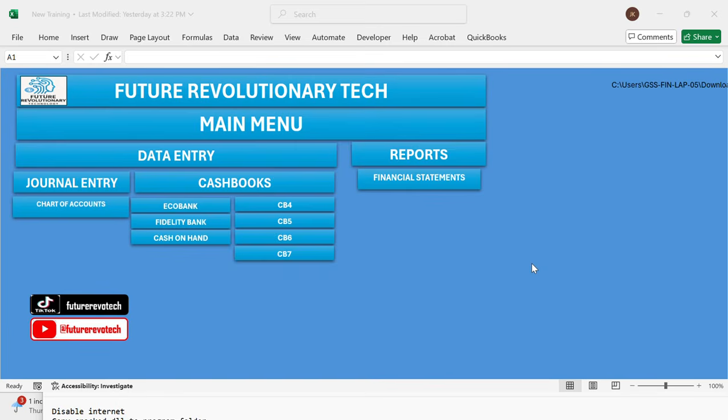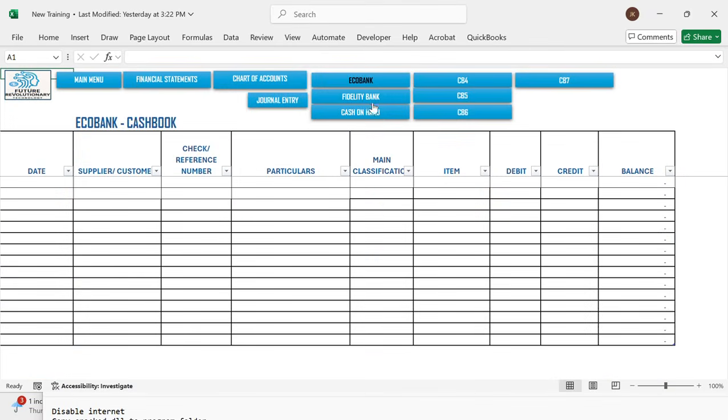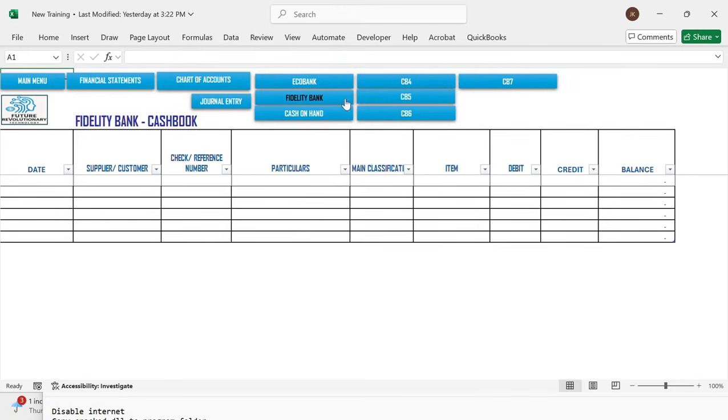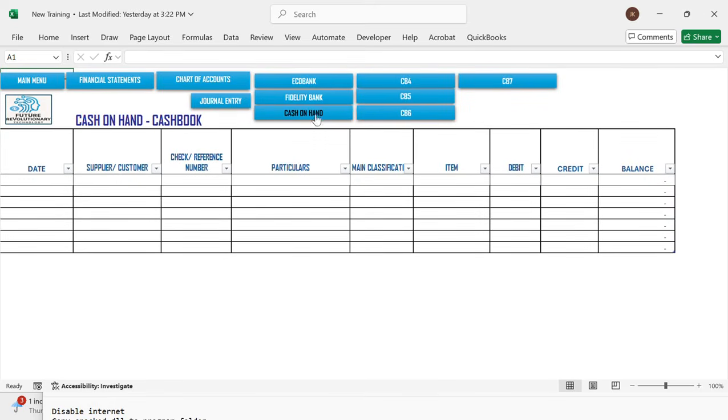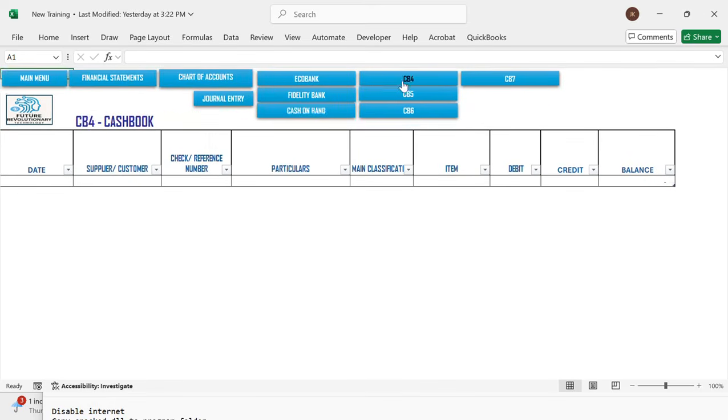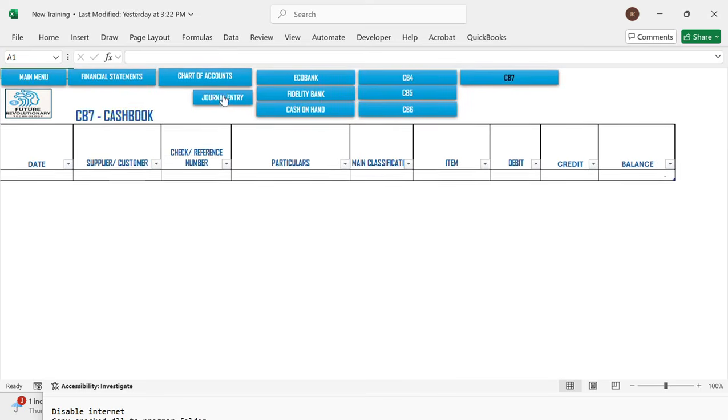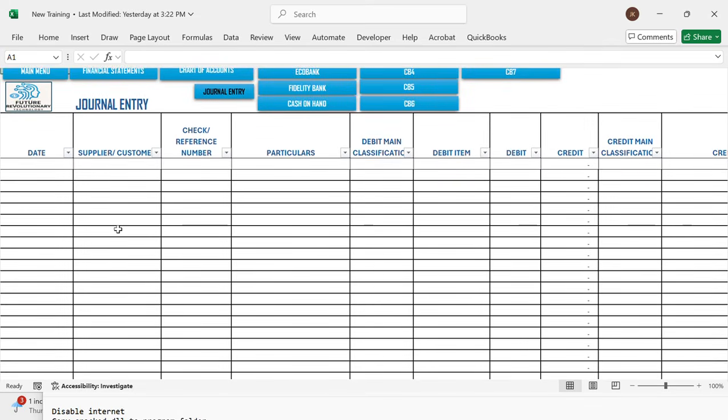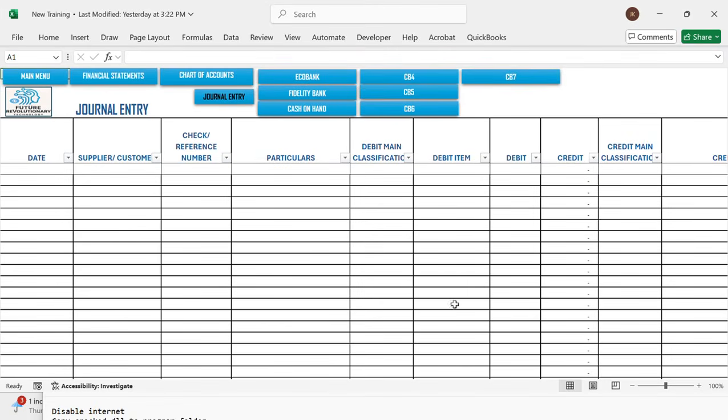And for those who joined me from the beginning, I would like you to go check the ledgers to ensure that there are no transactions. So first we go to our cash books. We have EcoBank. Okay, so you need to clear everything, Fidelity, cash on hand, and then the extra cash books. You need to make sure that there are no transactions in here. You come to your ledger, you ensure there are no transactions in here.